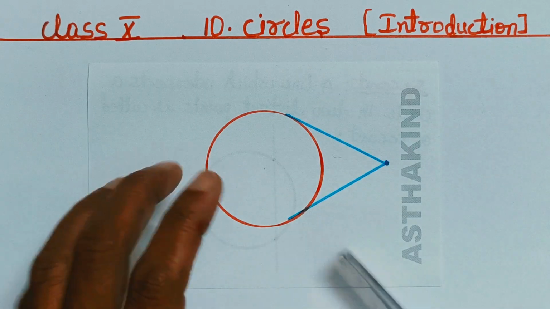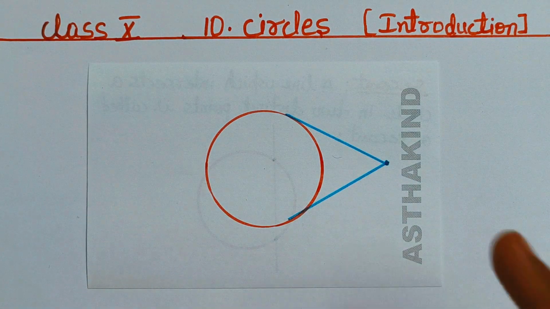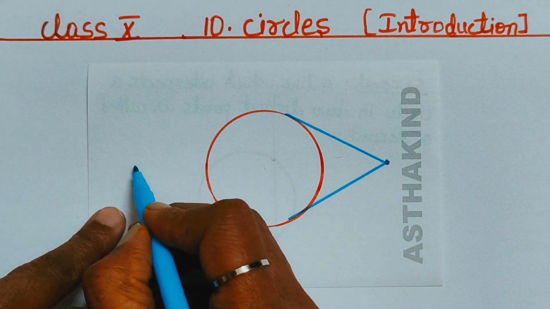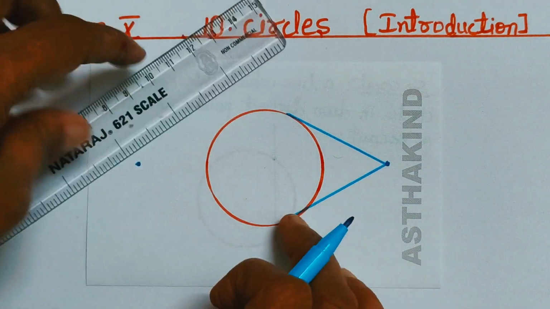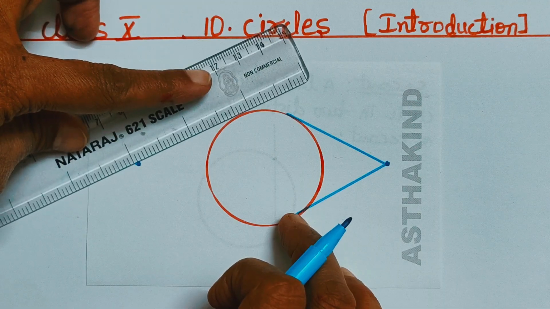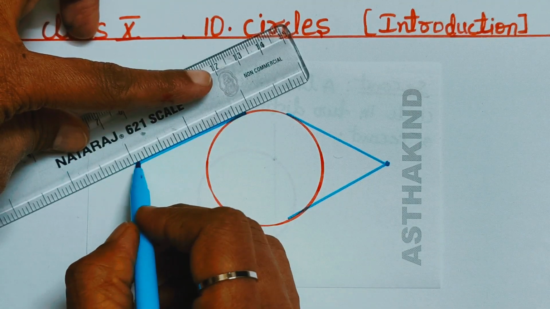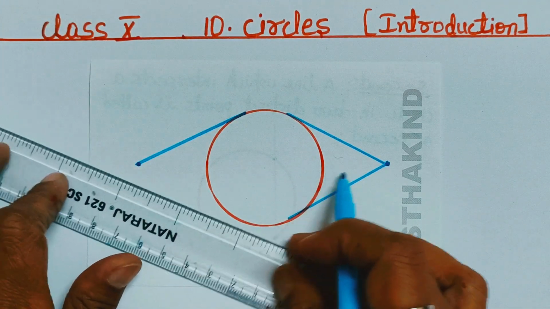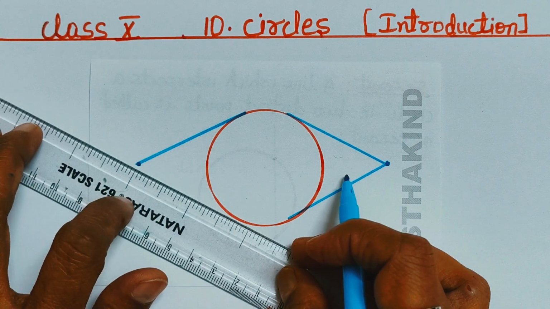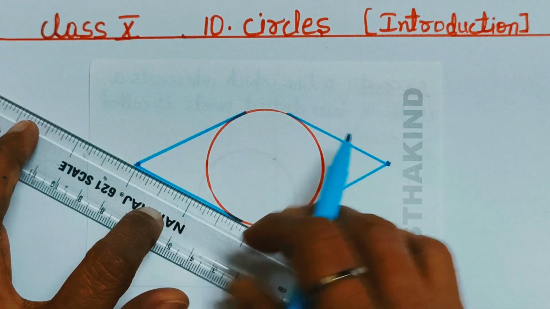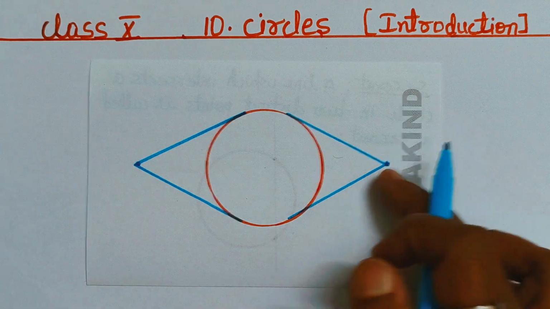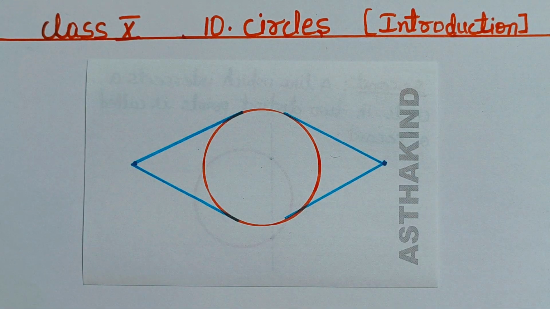So an external point means any point outside, anywhere you take a point. This is an external point. From this external point, how many tangents can be drawn? Two tangents. This is one tangent and this is also one tangent. So from an external point, how many tangents can be drawn? Two tangents. This outside point is called an external point.